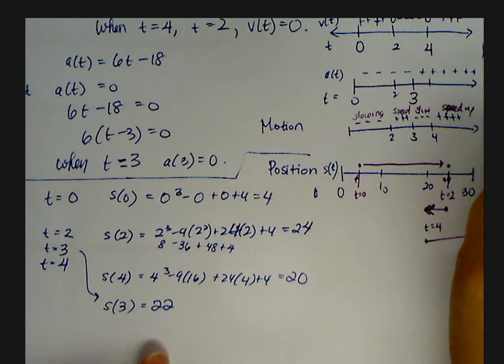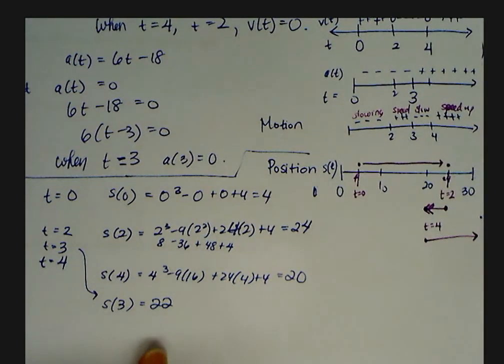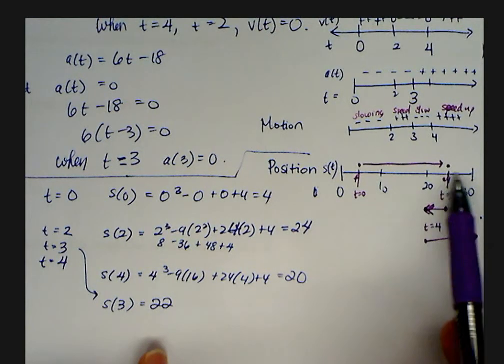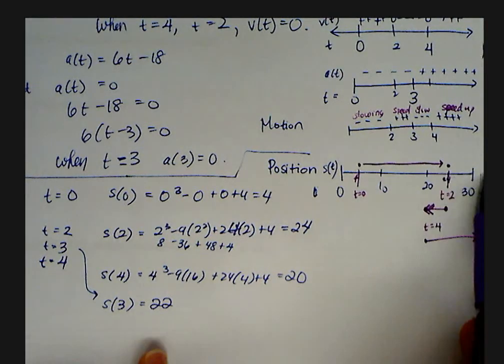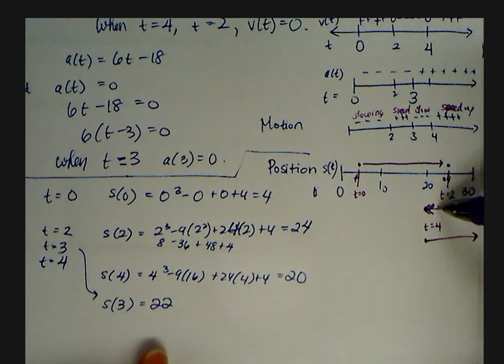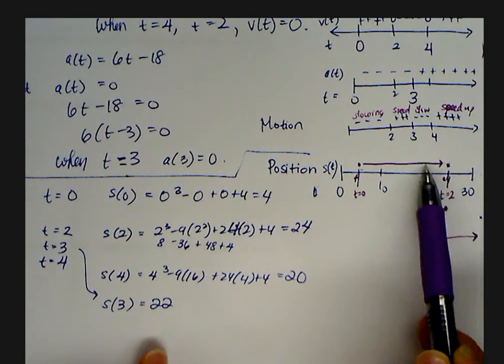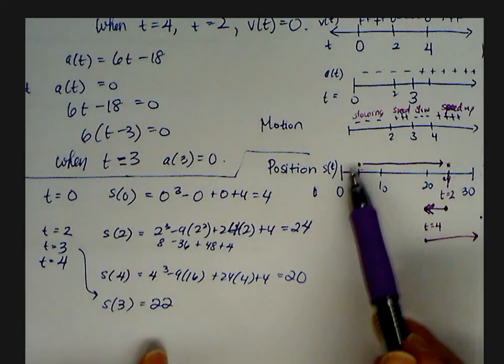Yeah. Wait, so basically, second 3 is 22, right? At second 3, it was at 22, yeah. And then it went to 20 at second 4. So it went right, left, right, right?